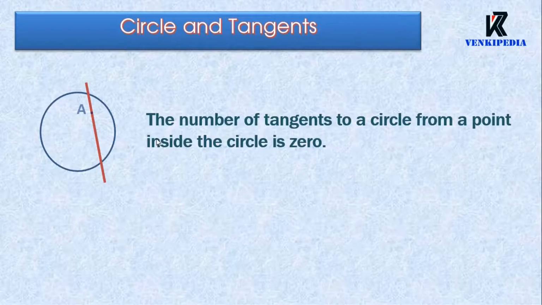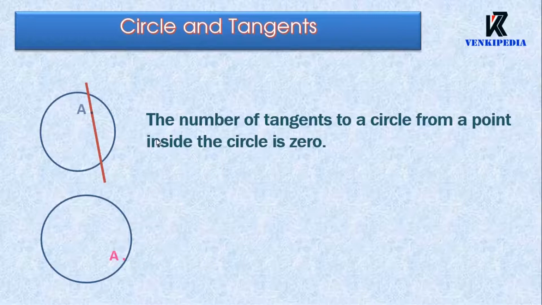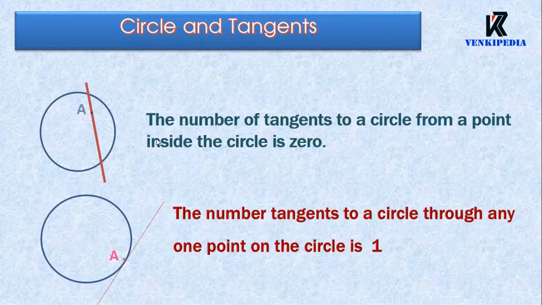Now take another case. If we take a point A on the boundary of the circle, then try to draw a tangent to the circle. How many tangents can you draw from that particular point? Yes, we can draw only one tangent from that particular point. So we can draw one tangent to a circle from a point on the circle.